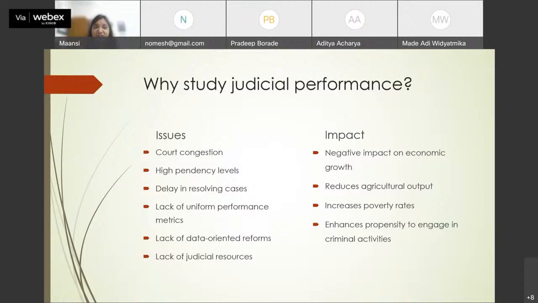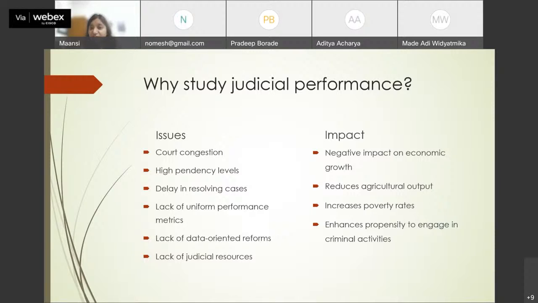There are very high pendency levels. Almost every other week, there's an article in the newspaper stating the current level of pendency and how to solve it. There is a delay in resolving cases. There is a lack of uniform performance metrics to measure the performance of the judicial system. There is a lack of reforms that have some sort of quantitative backing. And lastly, we have lack of judicial resources. These may be in terms of human resources such as judges and staff, or in terms of other infrastructure facilities such as courtrooms, IT infrastructure, and financial resources.